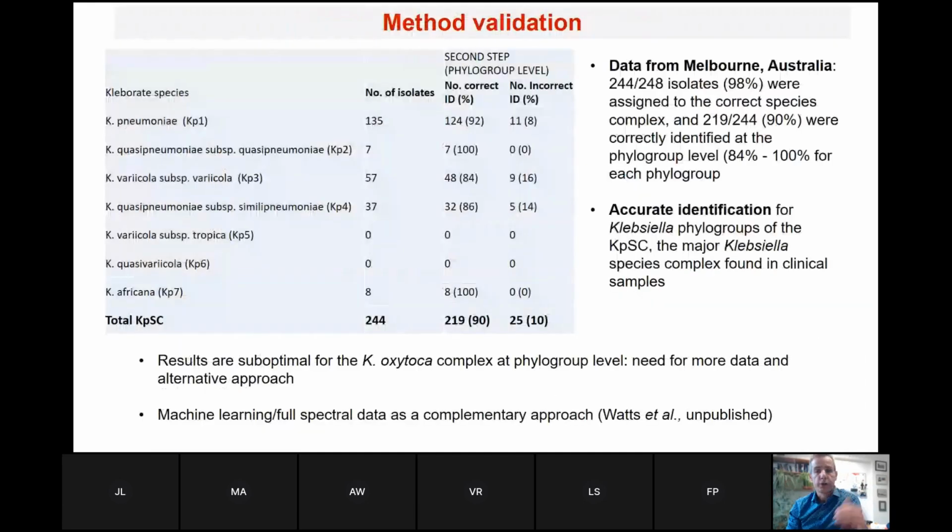And we did the same for the Oxytoca group. I don't show the slide for that. Everything is in the publication. So to validate the approach, we used, as I said, a bit less than 300 isolates from Australia.